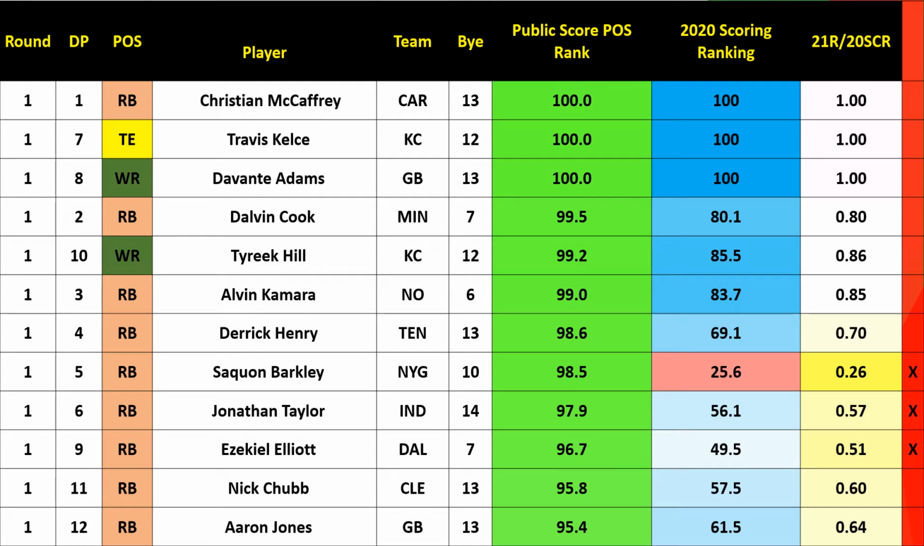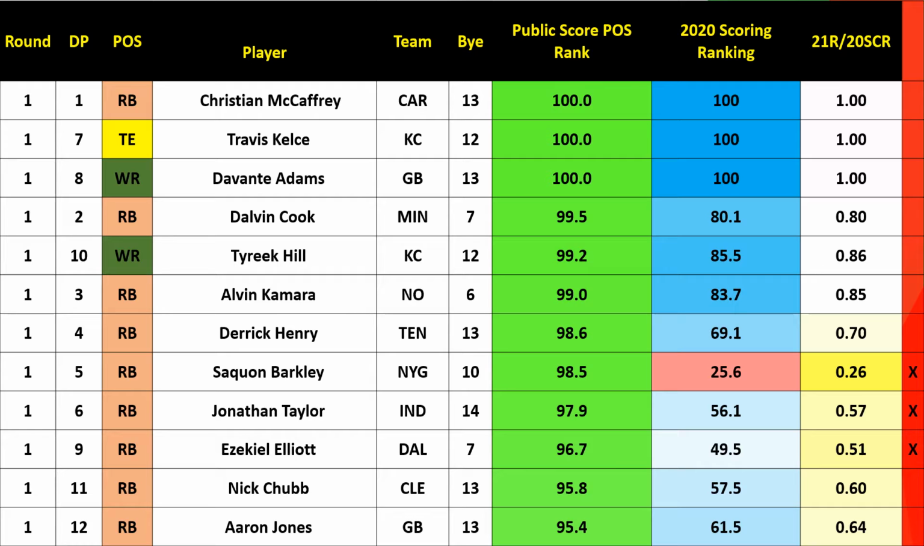In other words, people just use kind of stats. They don't think about what people need to see. So when a player like Christian McCaffrey is a 100, that's the best. Okay. So in round one, and then my scoring ranking from 2020.